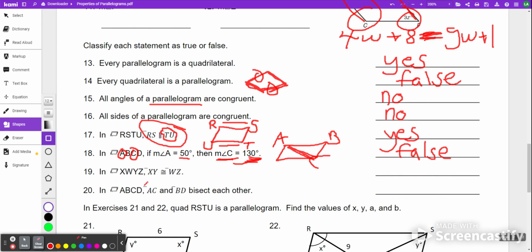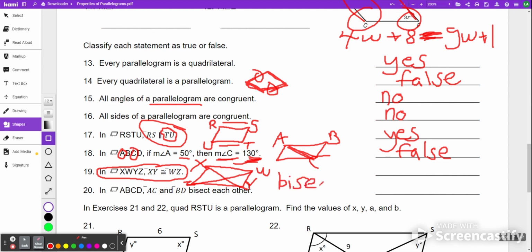Parallelogram XWYZ. You're gonna make me draw this again. They trying to trick me? X, W, Y, Z. XY. XY is not even a side. Oh, is congruent to WZ? This only in rectangles. So they are talking about XY and WZ, which are the diagonals. The diagonals are not the same size. They bisect each other. They bisect, but they're not congruent unless it is a rectangle, which doesn't say it's a rectangle. False.